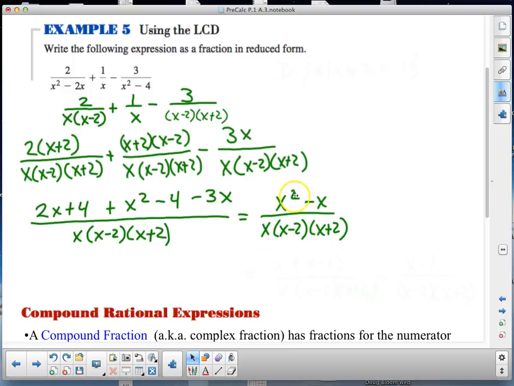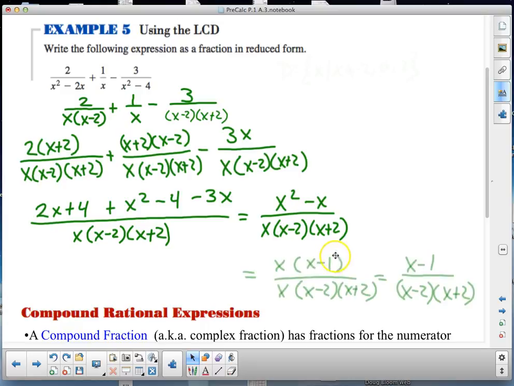Well, I suppose I can multiply these things out. I can take out an x. I got x minus 1, so it's not going to be too bad there, but I've got an x here and an x here, taking out that x, so they cancel. And the problem said to write the following expression as a fraction in reduced form. And I've got this.